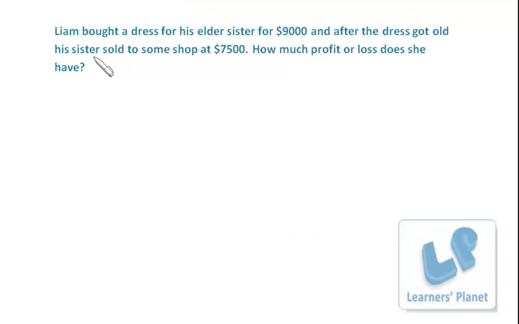Now we have this third sum with us. Liam bought a dress for his elder sister for $9,000, and as the dress got old, his sister sold it to some shop at $7,500. How much profit or loss does she have? Okay, now in this we have to mention whether it's profit or loss and how much it is. Okay, now children, over here Liam bought the dress, but his sister is selling, so that does not matter because he especially bought it for his sister. Okay, so take that point into consideration.